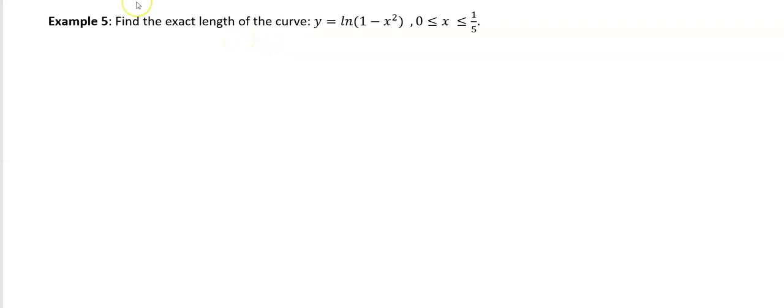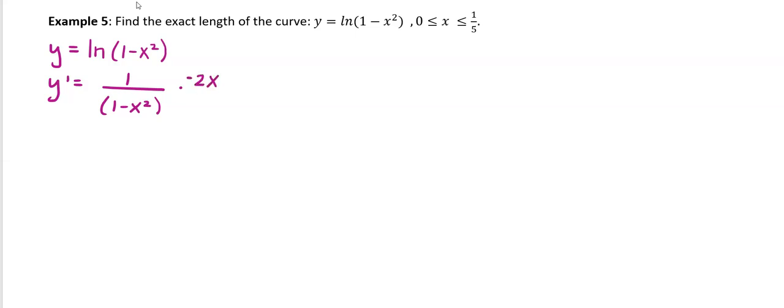So our original function is just going to be y is equal to the ln of 1 minus x squared. And we need to find the derivative of that, so let's find it. So remember, it's 1 over the inside when you're dealing with the ln function. And since there's more stuff going on the inside, we have a bit of a chain rule, so that's going to be times negative 2x. So that would simplify to give us negative 2x over 1 minus x squared.